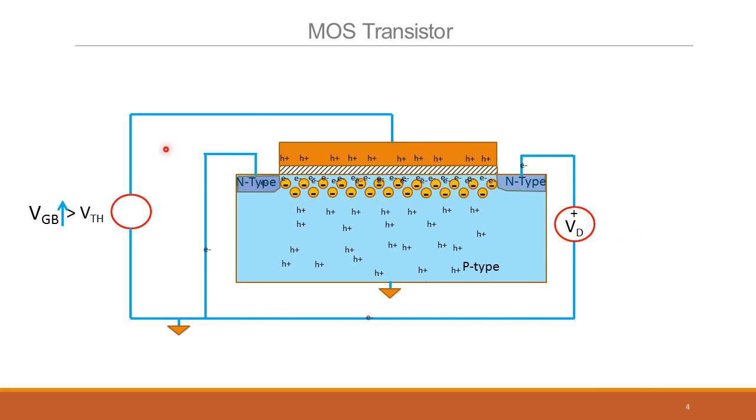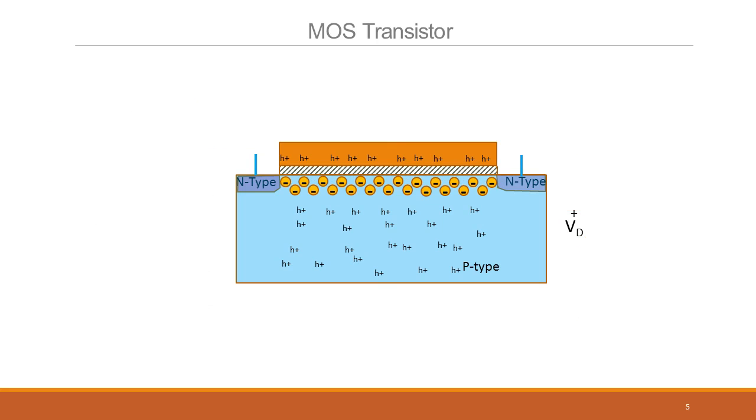So increasing VD increases current, and increasing VGB also increases current for us.